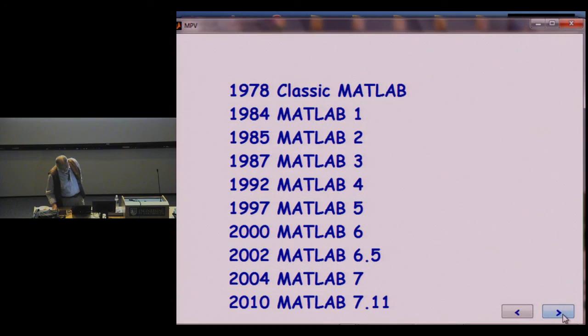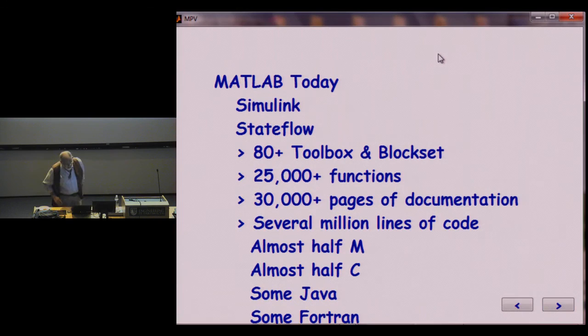These numbers are way out of date, but the idea is that MATLAB today is a complicated product. There's this companion product, Simulink, which I'll maybe try and show you. There are 80 or 90 toolboxes and Simulink block sets. There's tens of thousands of lines of code. Half of MATLAB is written in C, and half of it's written in the MATLAB language itself. Increasing use of Java. When you're talking to the MATLAB command window, you're actually talking to a Java program. And then we've gone back to Fortran for the linear algebra. The Fortran is LAPACK, the successor to LINPACK and EISPACK, and that's the basis for our matrix computation today.